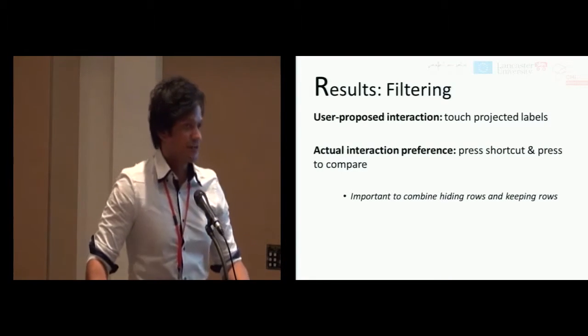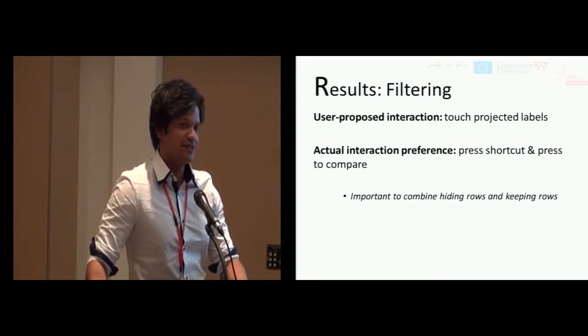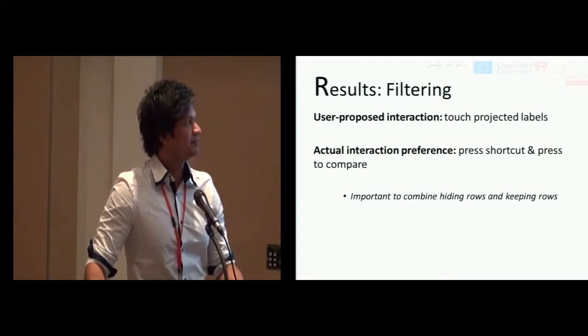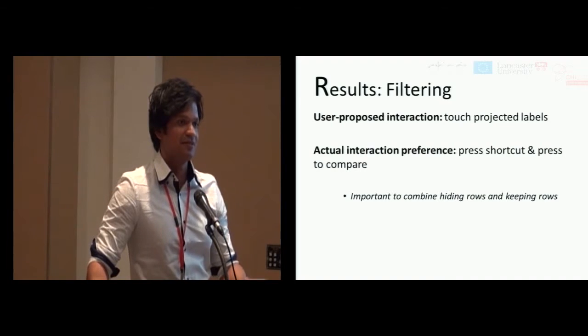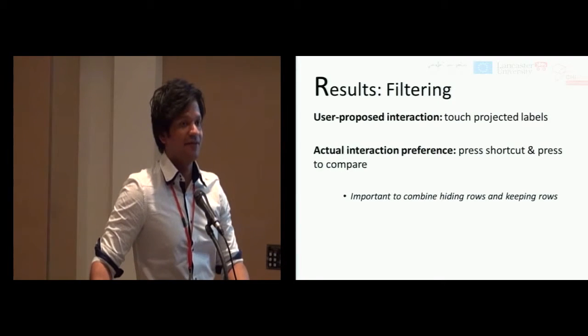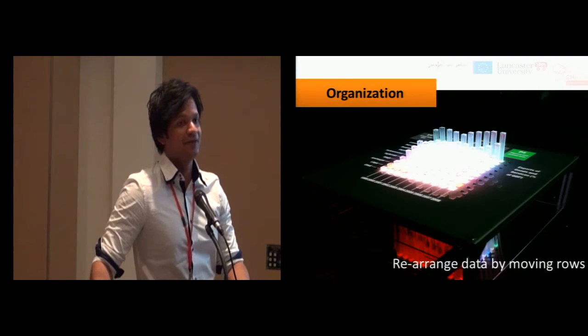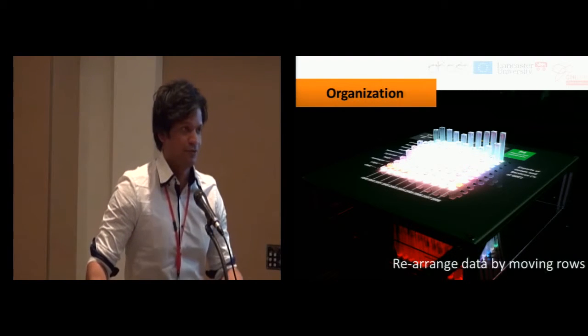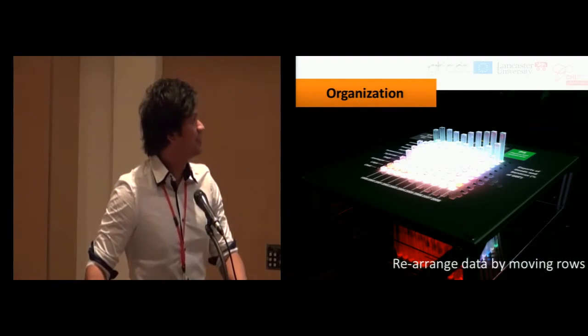We also found that it was quite important to combine hiding and keeping the rows on the bar chart, because you want to avoid repetitive actions. You don't want to keep hiding away bars if you only want 2 rows to stay up.